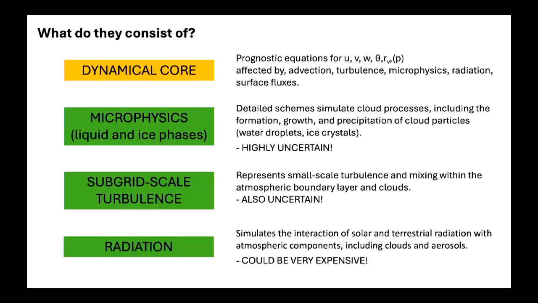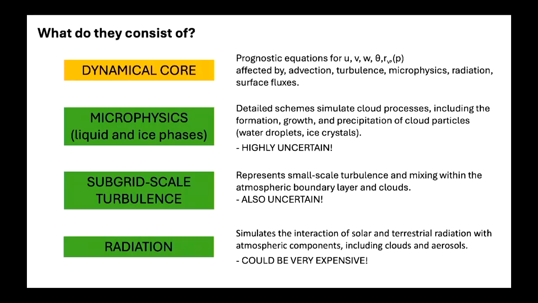So this is just a more detailed look at all these core components. And first of all, again, we have the dynamical core. This is extremely critical because this component is responsible for solving the range of the equations that govern the atmospheric motion, right? And these are affected, obviously, by convection, by turbulence, microphysics, radiation, and also surface fluxes. And then once again, we got these parameterization schemes.